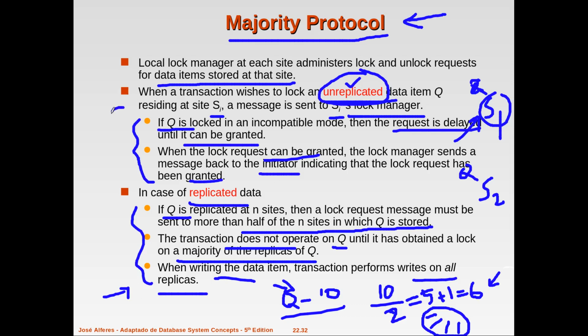So unreplicated operation is similar to the normal case, but for replicated data we need to use a special category, majority. It is just like getting more locks granted from a larger number of sites. Then that item can be utilized for the transaction operation.